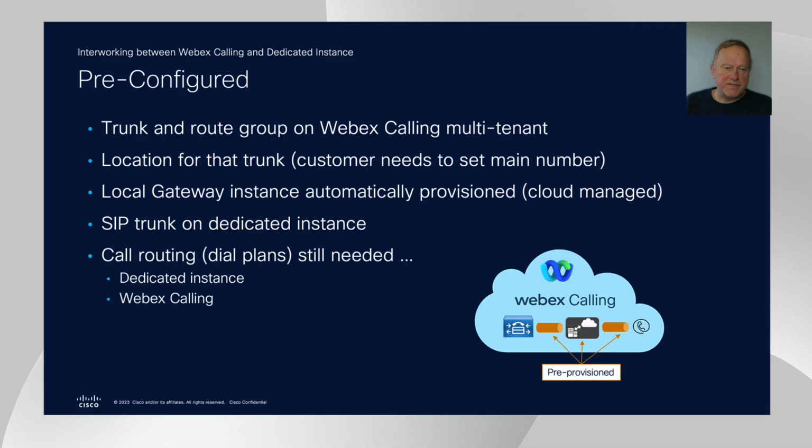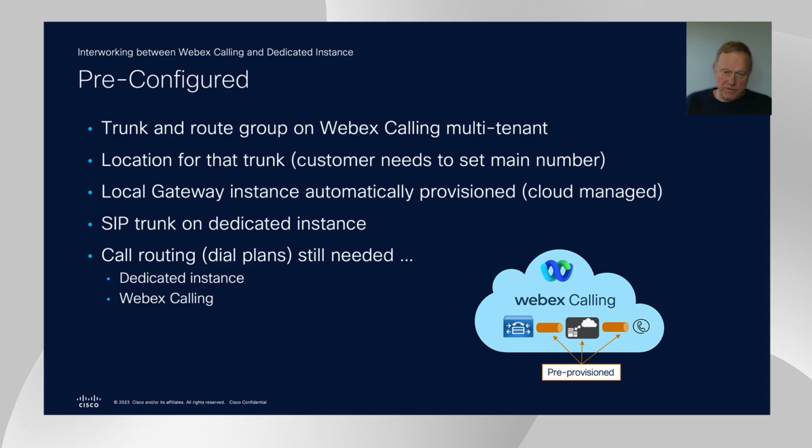So what is pre-configured or pre-provisioned? We see trunks and route groups on Webex Calling multi-tenant. They are automatically created. The trunk that is pre-provisioned lives in a dedicated location. You would still need to set the main number for that location, though. Cisco is not adding a main number for that location, and without that main number configured, you won't be able to send or receive calls on that trunk. So that's something you still need to do.